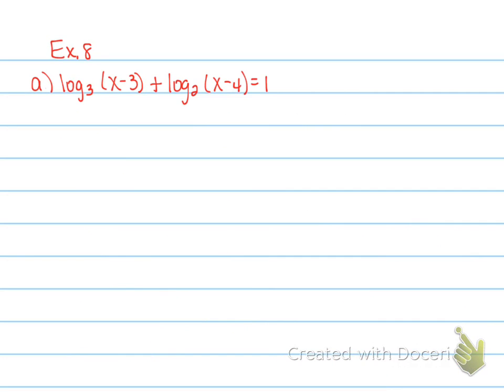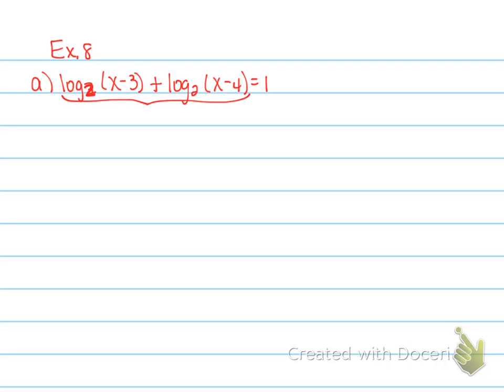Okay, example 8. It's just more of the same. It says using the product and quotient rules, we're going to solve. And so this time we can see that over here on the left side of the equation I got two different bases there. They should both be a base 2. I just miswrote the first one.